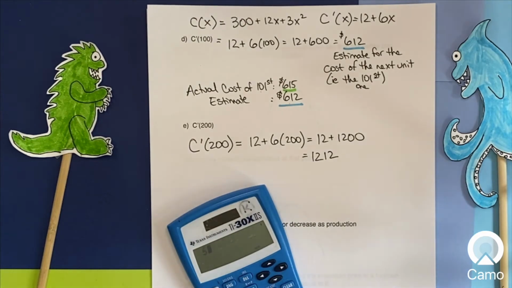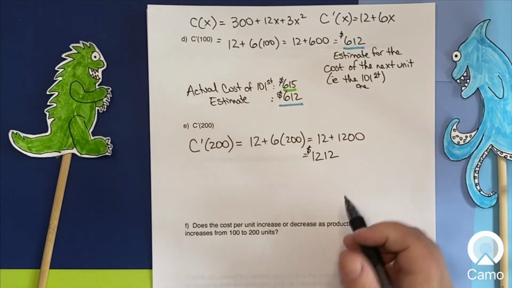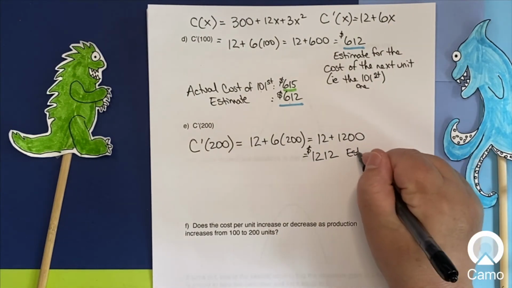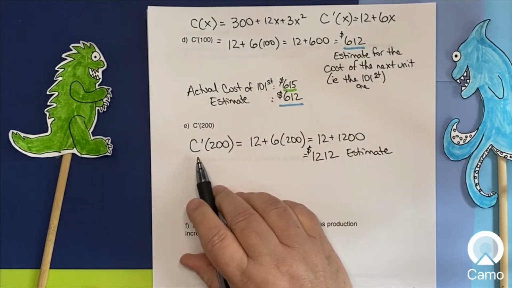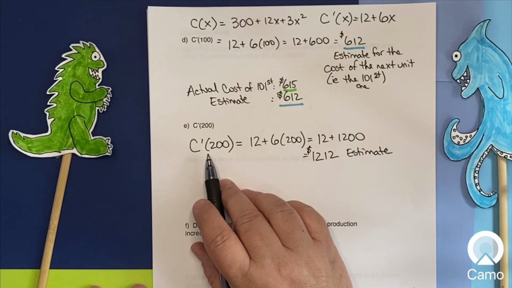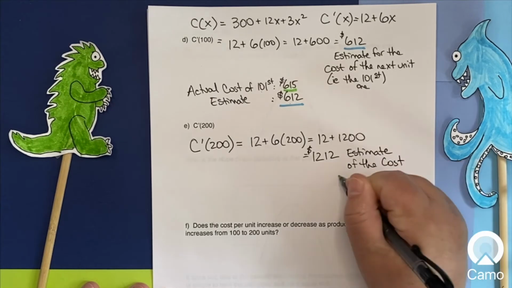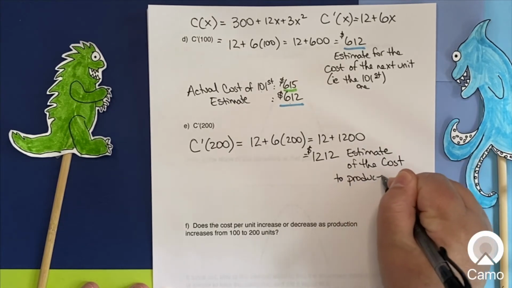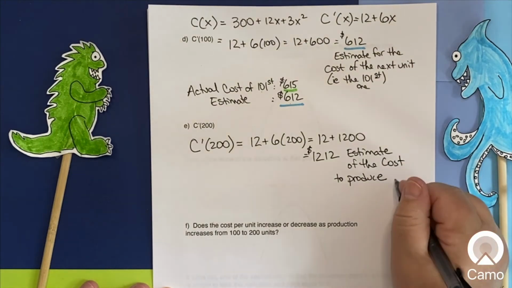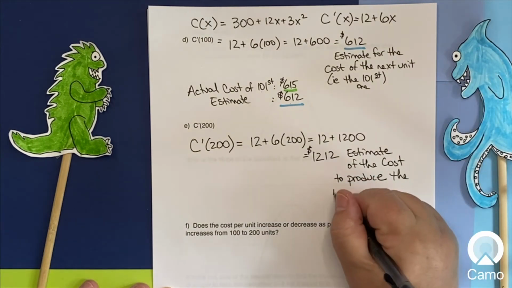This is an estimate. Whenever you're talking about derivatives, you're usually a little bit off. I won't say you're always a little bit off, but derivatives are an estimation tool. So it's an estimate of the cost to produce what? The 200, the very next one, right? It's forecasting, so you go to the next unit. So that means it's the 201st unit. Okay, kind of woohoo, kind of a little bit.